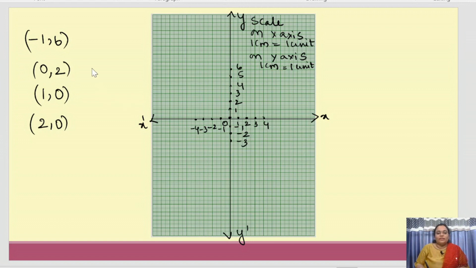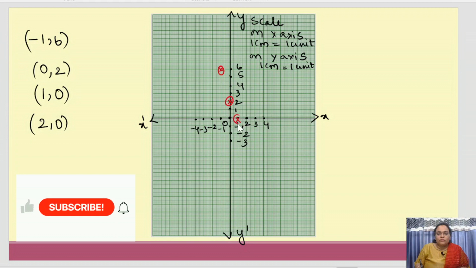So the first point is minus 1 and 6, minus 1 on the x-axis and 6 on the y-axis, which is this one. The next one is 0 and 2, 0 on the x-axis, 2 on the y-axis, which is this one. The next one is 1 on the x-axis, 0 on the y-axis, which is this one. The next one is 2 and 0, 2 on the x-axis, 0 on the y-axis, which is this one.